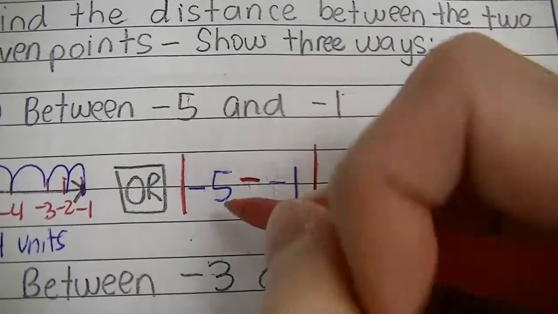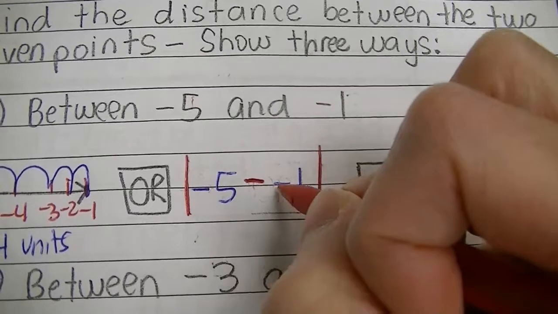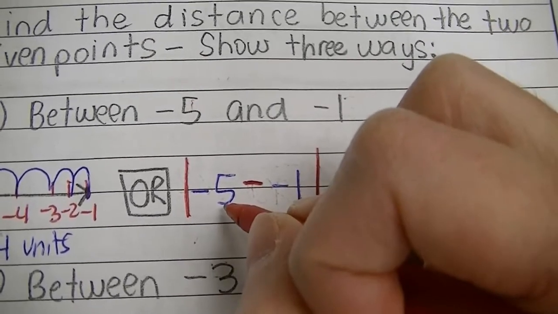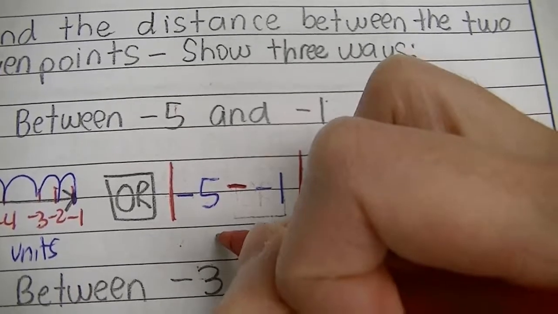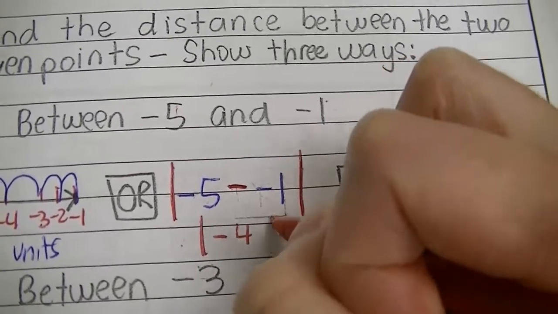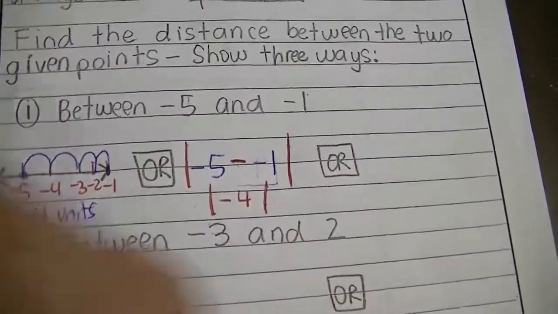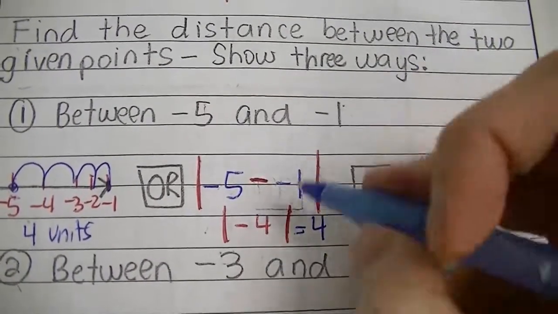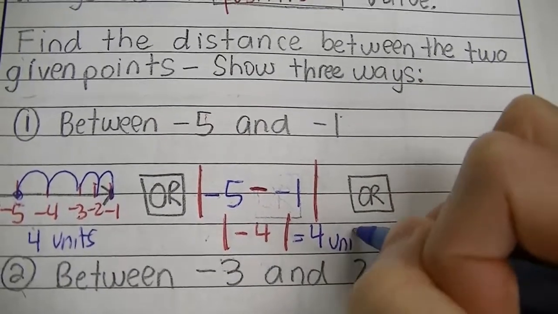So when you're solving this out, this is -5 minus a -1. You're subtracting a negative, so you're really adding, so it's -5 basically plus 1, which is -4, and you're finding the absolute value of that. The absolute value of -4 is 4, so your distance between -5 and -1 is positive 4 units.